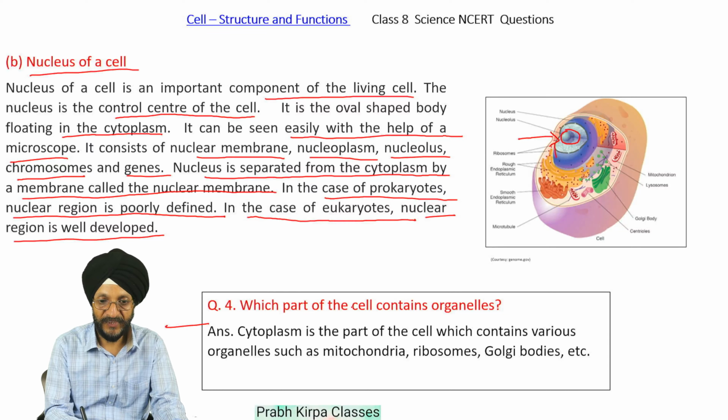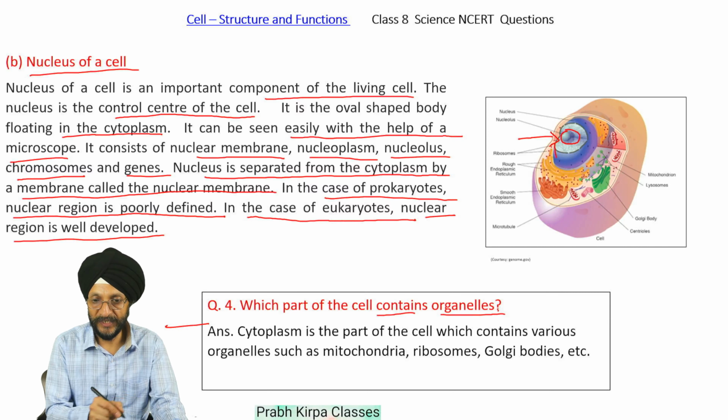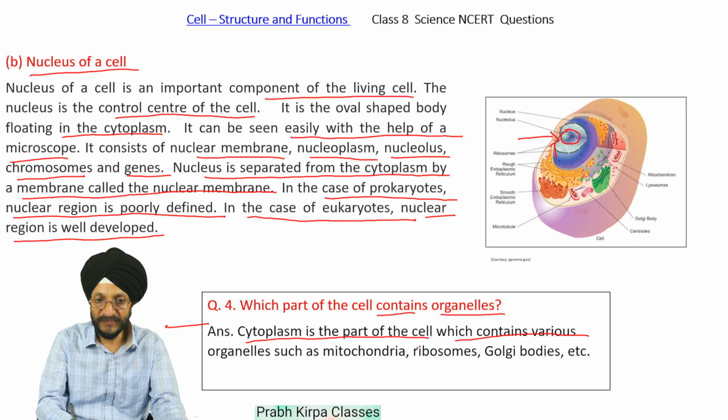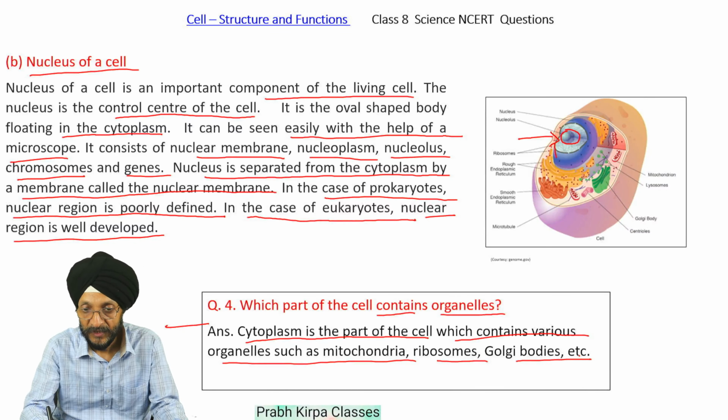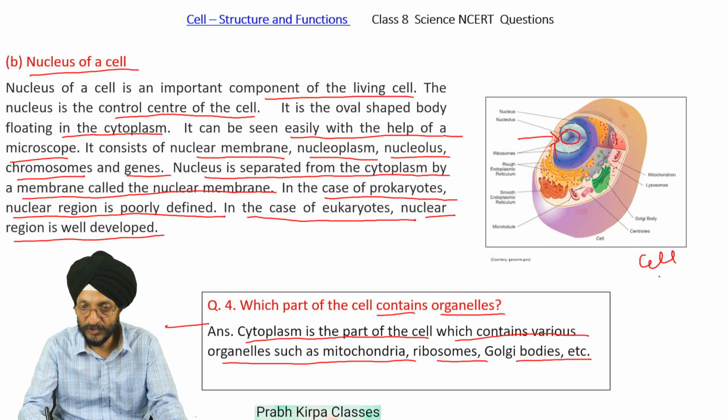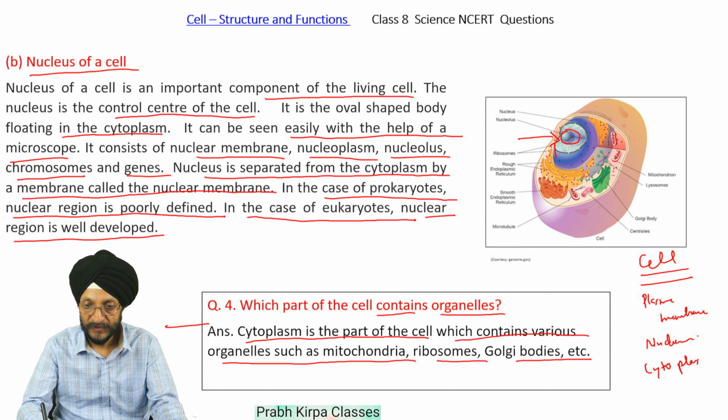Now the next question is, which part of the cell contains organelles? As you have seen, all the organelles are found floating in the cytoplasm. So our answer is cytoplasm is the part of the cell which contains various organelles such as mitochondria, ribosomes, Golgi body, etc. We have already discussed that the cell consists of three parts. First is plasma membrane, then nucleus, and the third is cytoplasm. These are the three parts of the cell.